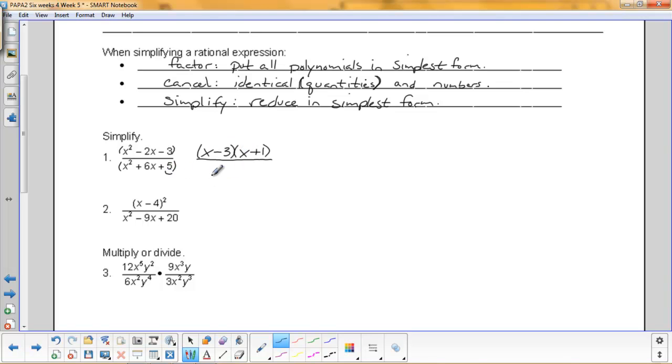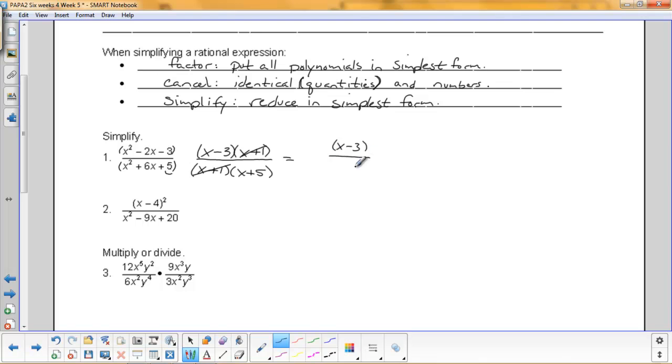What two numbers multiply together to make 5? That's going to be 5 and 1. And how do those numbers add up to make 6? That's going to be x plus 1 and x plus 5. Now we have identical quantities, so I will be canceling those out. That's step number 2. Doesn't matter that they're not on top of each other either. They don't have to be. As long as one's on the top of the fraction and the other's on the bottom of the fraction, they're just fine. And we rewrite what's left.